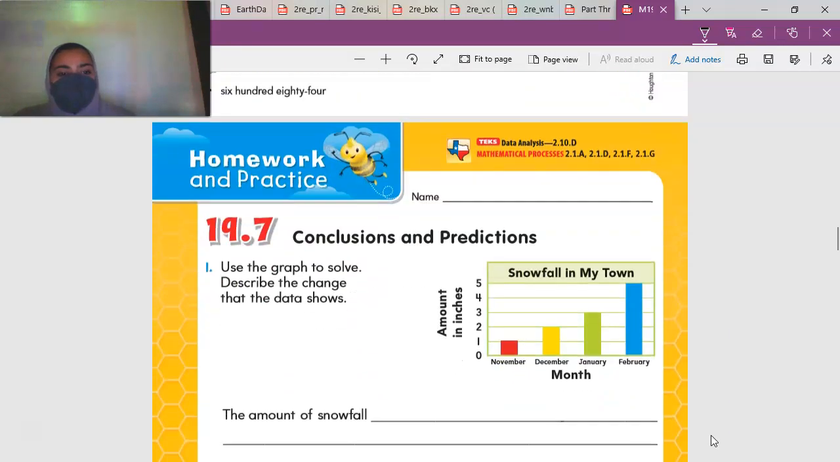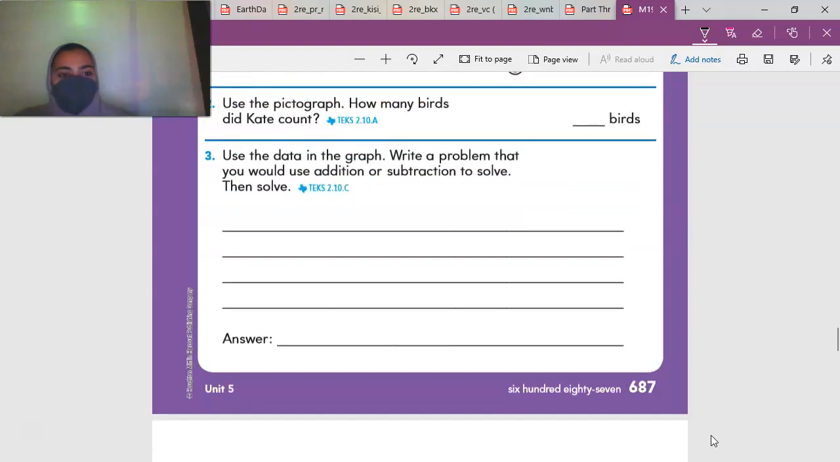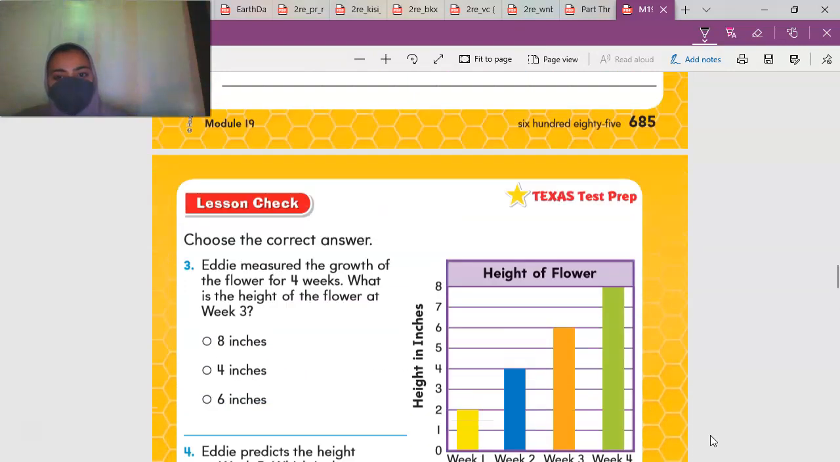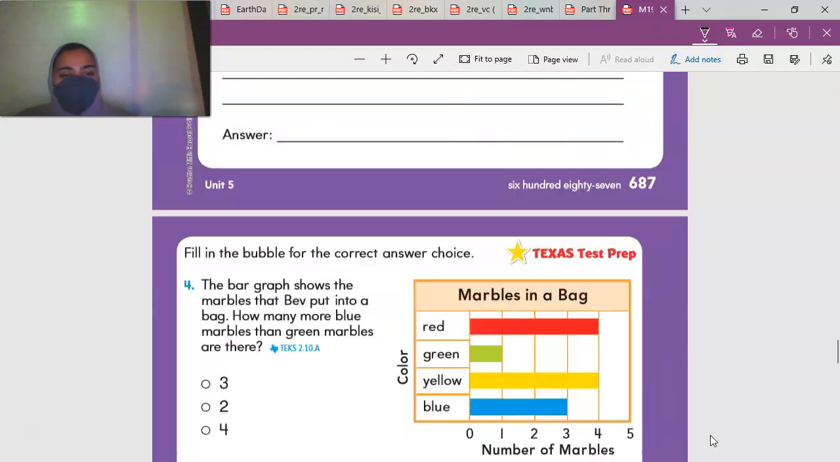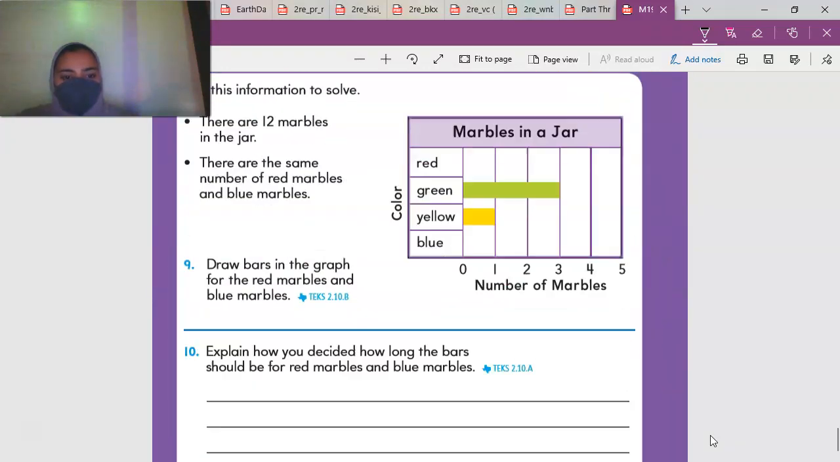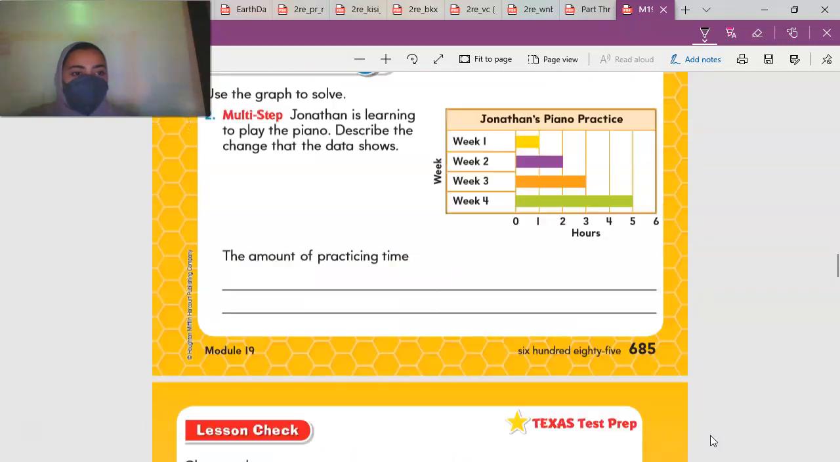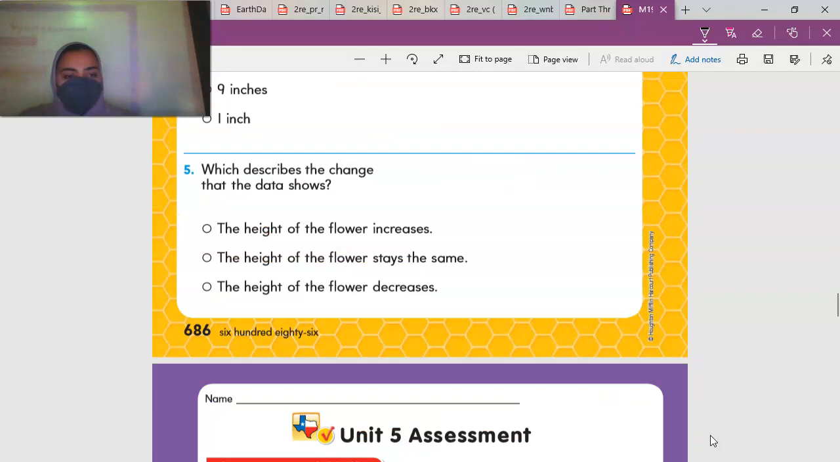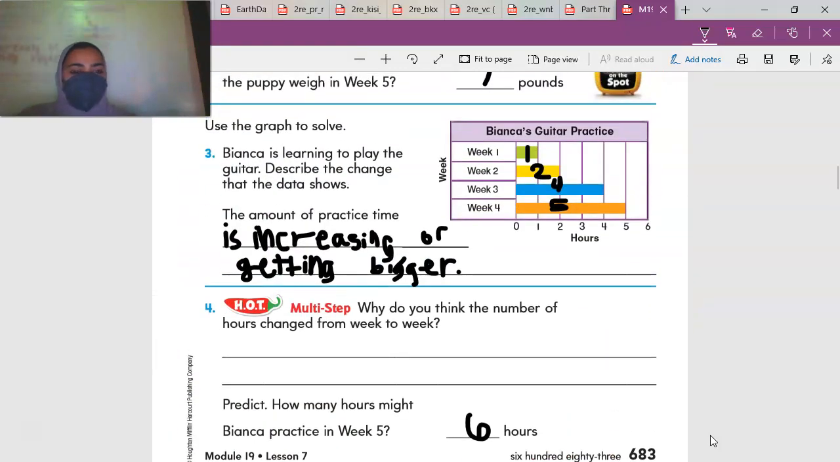You are going to complete pages 684 to 686 on your own. You are not going to work on the purple pages today. You're just going to stop at page 686. All right, if you have any questions, let me know.